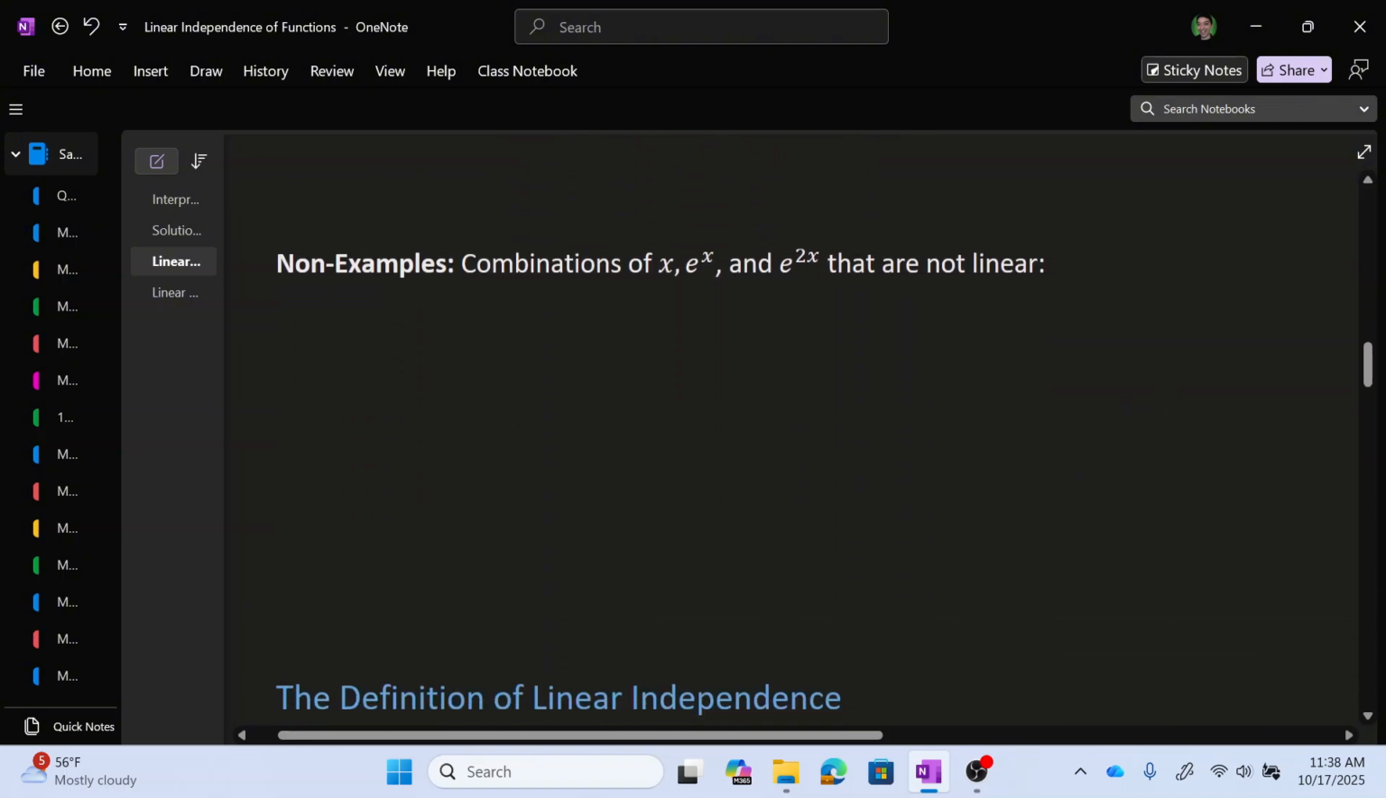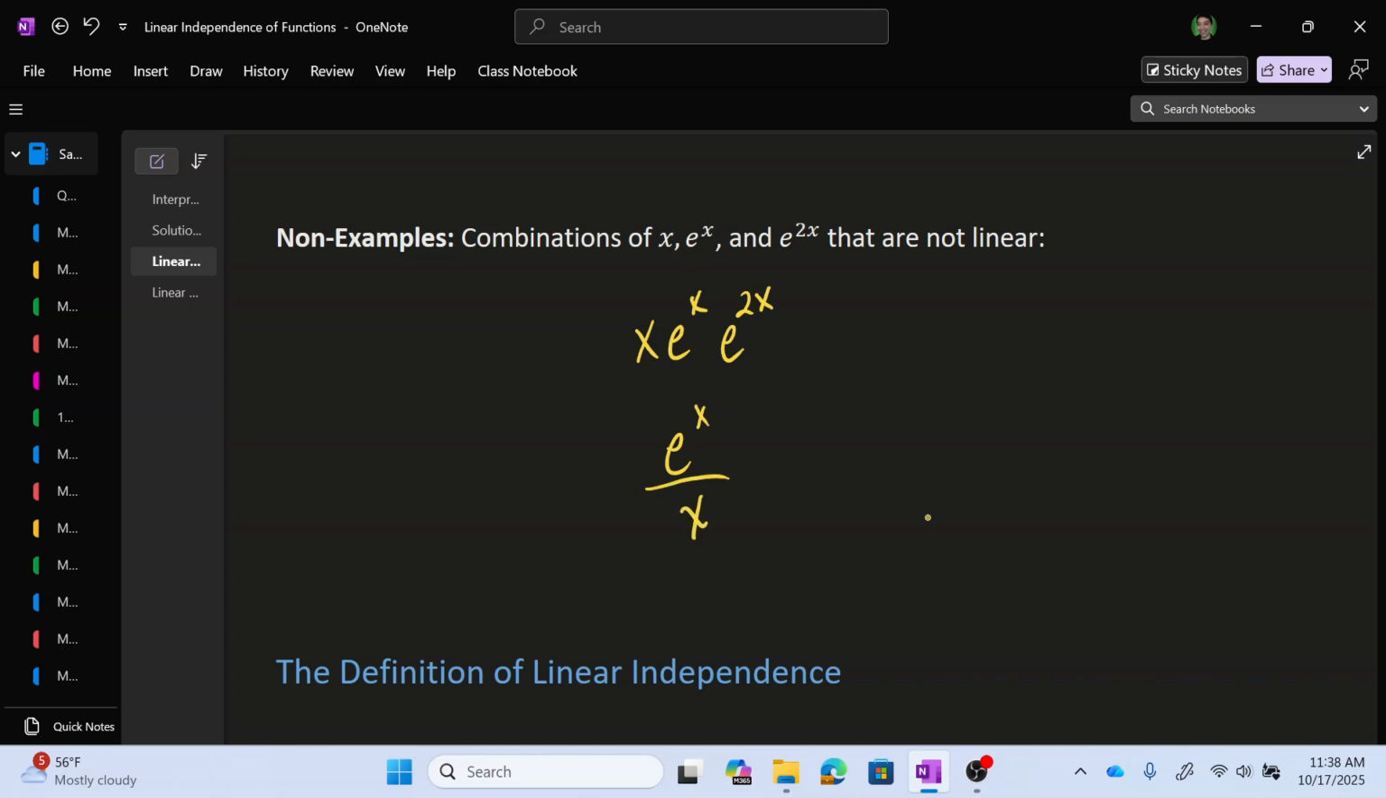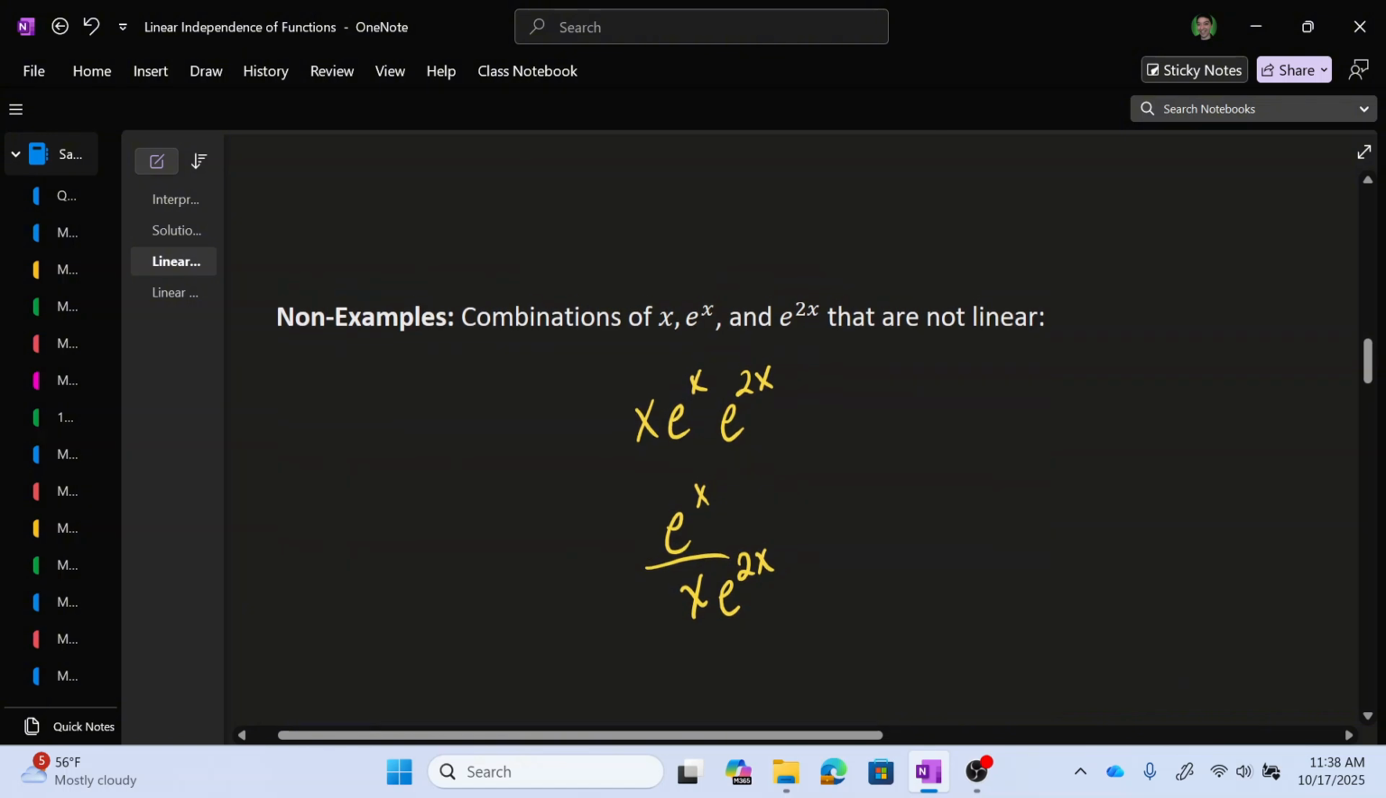But I am not, for example, once again, allowed to do any multiplication of these functions. This would not be considered linear. I'm not allowed to do any division of these functions. This would not be considered linear. So that's what a linear combination is. A linear combination of functions is obtained by just adding, subtracting, and applying constant multiples.